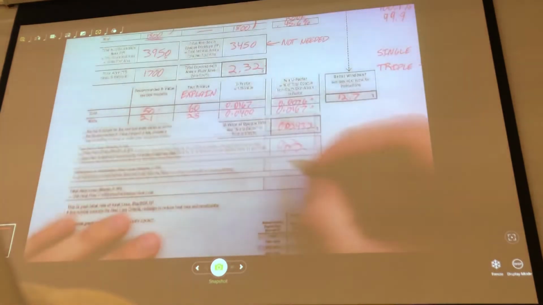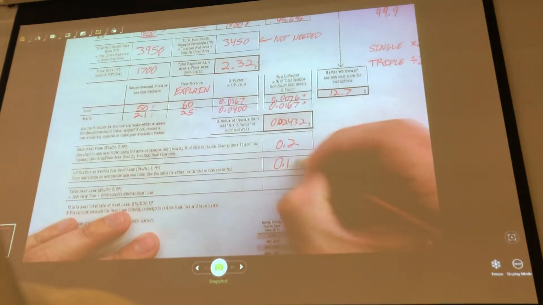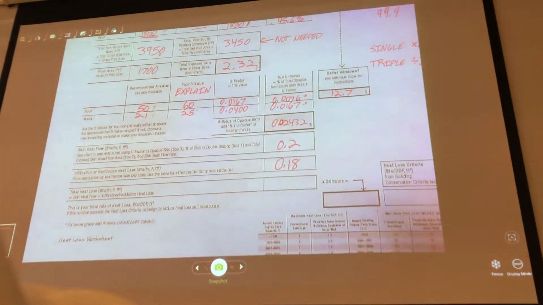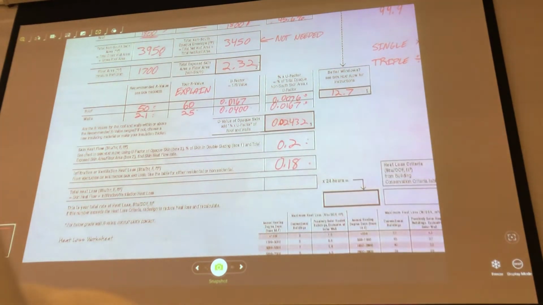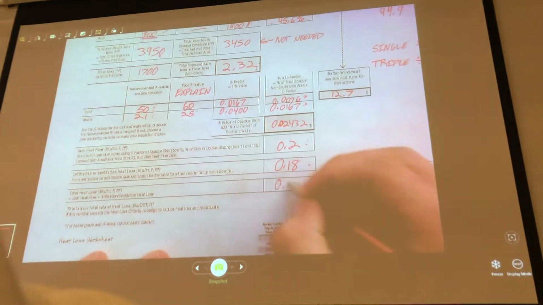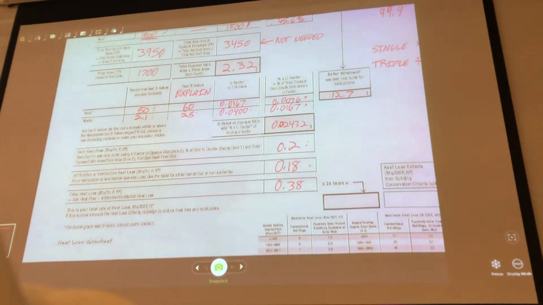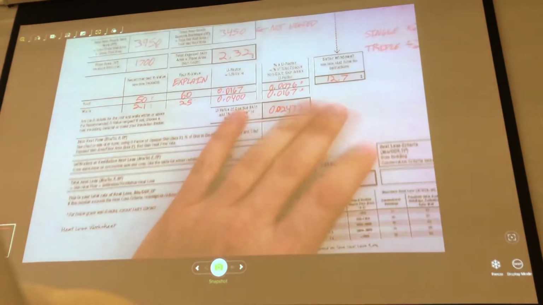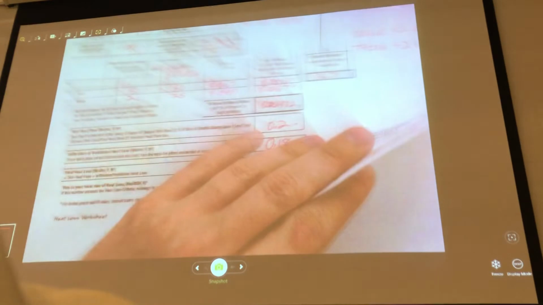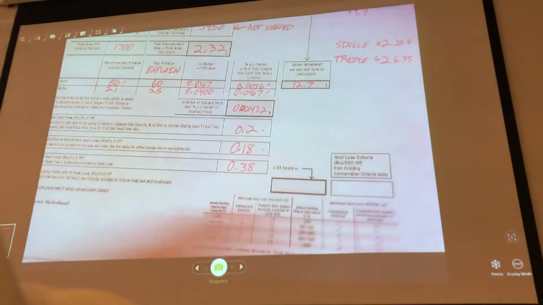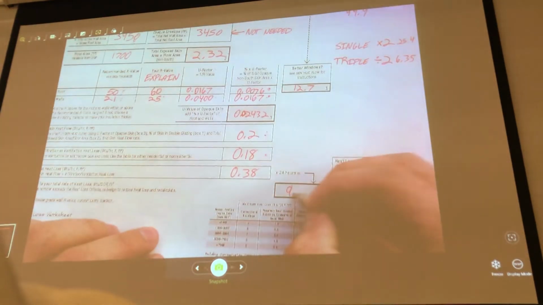So we input that here, 0.18. We add the two of these together. That gives me my total heat loss. So 0.38, multiplied by 24 hours in a day. 0.38 times 24. I seem to be missing my hot sheet now. That actually had that answer. There it is. 9.12.